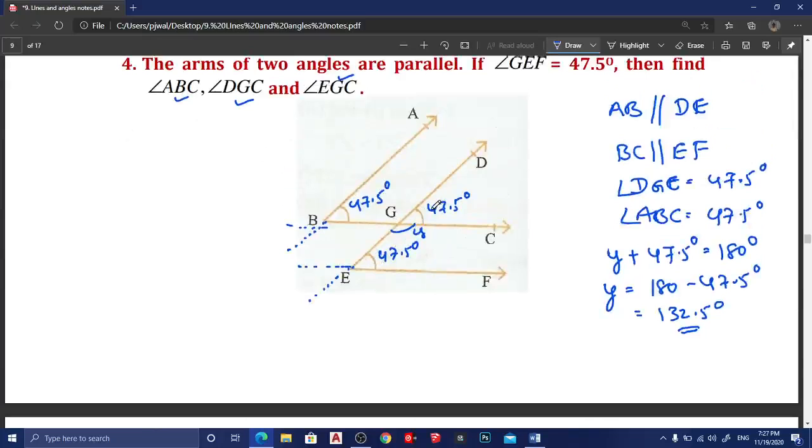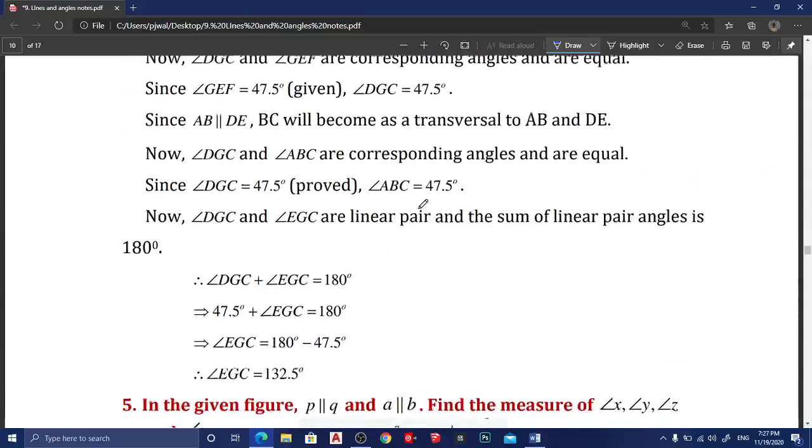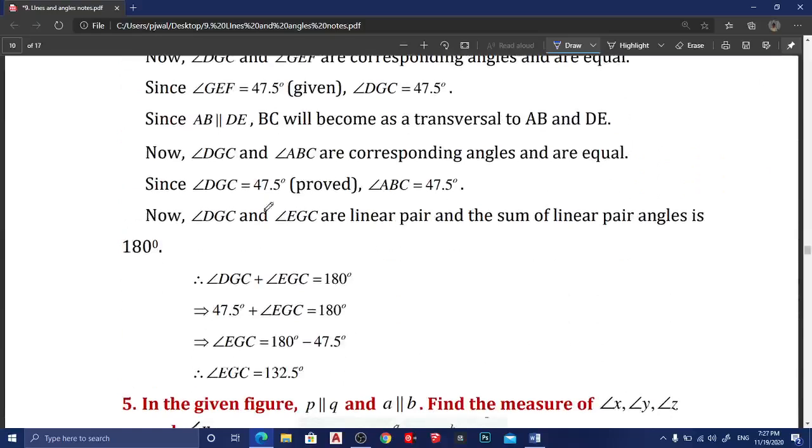Next, we have to find out angle ABC by using this one. Again, you have to use the corresponding angle property only. Now angle DGC and angle EGC are a linear pair, and the sum of the linear pair angles is 180 degrees. So here I have found this angle. Up to here it is over.